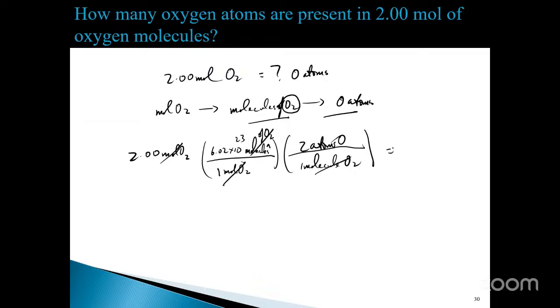And then we do the calculation, so that's 2 times 6.02 times 10 to the 23 times 2. And according to my calculation, this works out to be equal to 2.41 times 10 to the 24 oxygen atoms. And that's how that is done. All right? Any questions about this one? Any questions?